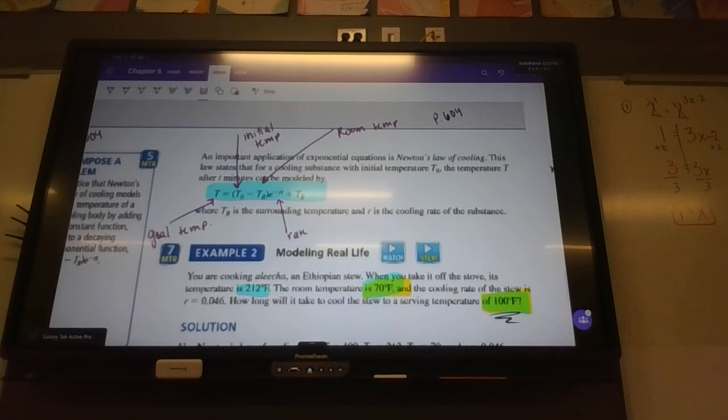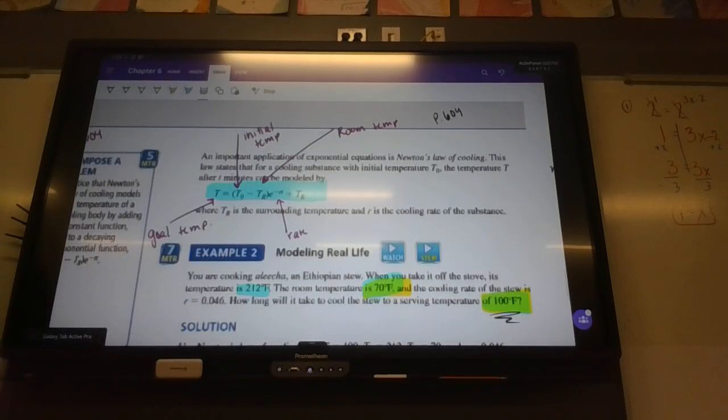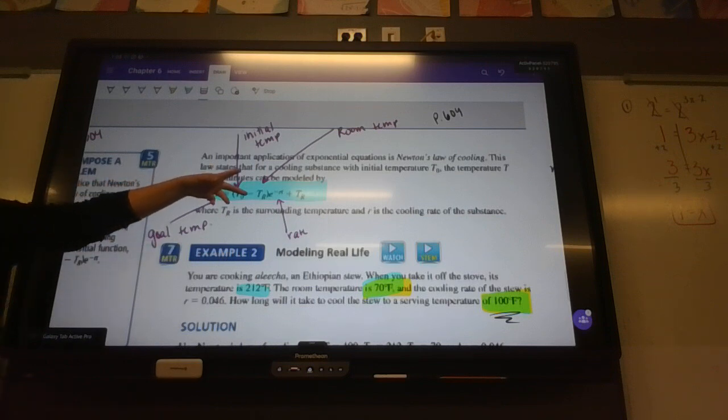Newton's law of cooling is an exponential equation. So go to page 604. I'm going to give you this formula on the test, but you have to be able to plug in and solve it. So you don't have to memorize it. It'll say use Newton's law of cooling and find how long it takes for something to cool off. So an important application of exponential equations is Newton's law of cooling.